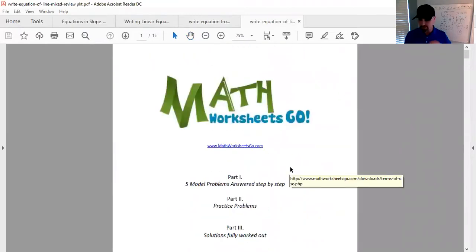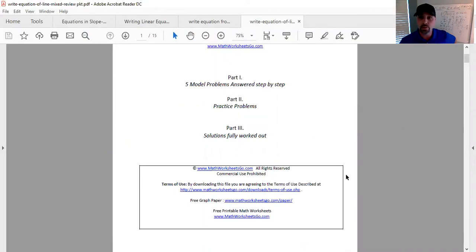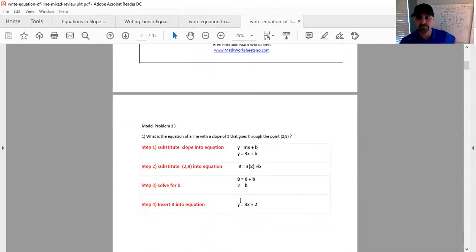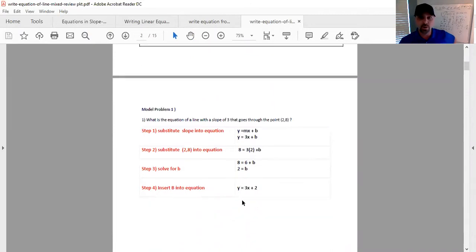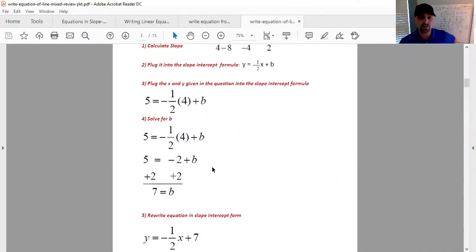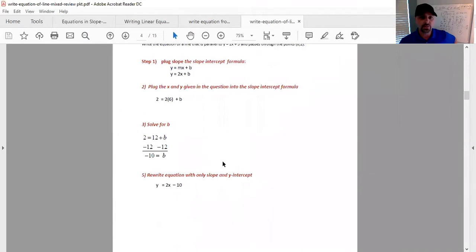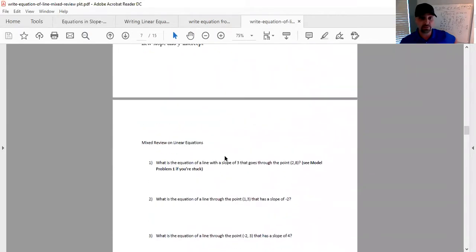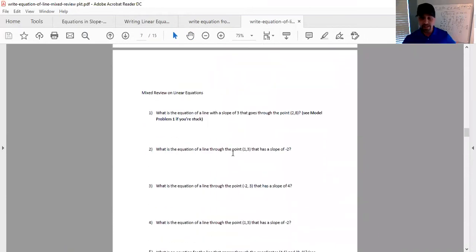So I like this worksheet. Actually, I like the website that makes these, the Math Worksheets Go. They're pretty well done. I haven't found too many mistakes. They have nice problems and examples. So I want to point out this one gives you model problems. Model problem 1, 2, 3, and 4, 5. So there's 5 different kinds of problems.